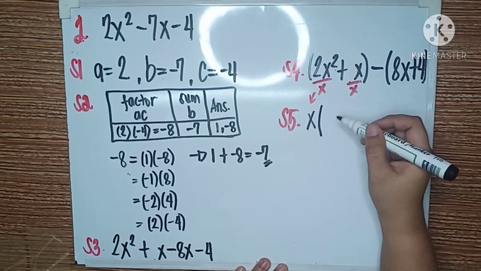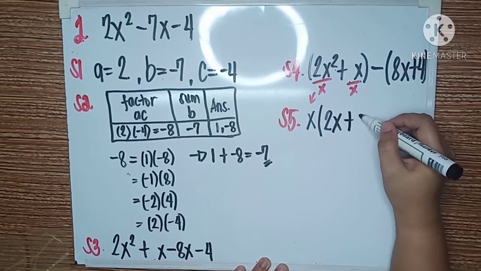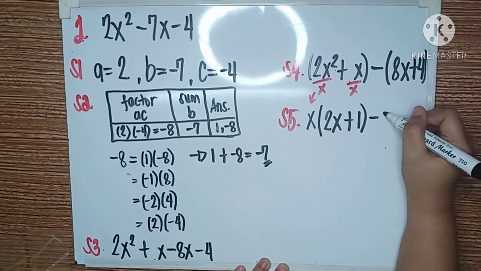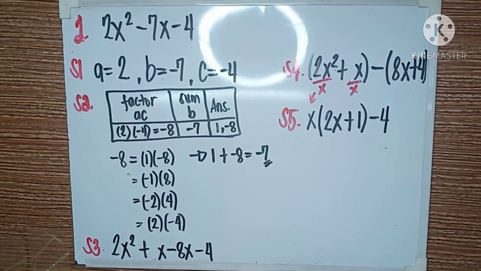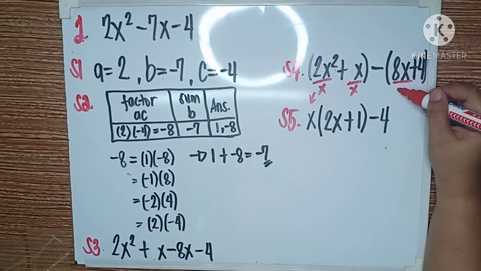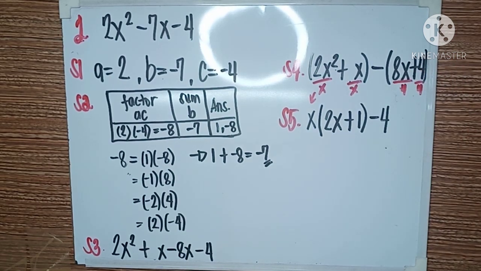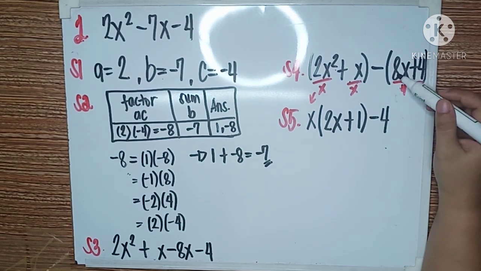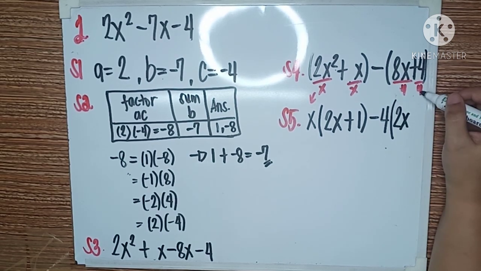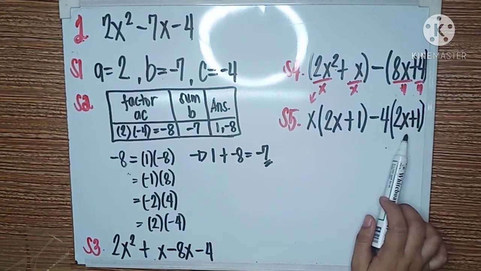2x squared divided by x is 2x. And then x divided by x is positive 1. Minus, what is the GCF of 8x and 4? This is 4. Divide natin both terms by 4. The quotient now is 8 divided by 4 is 2. Si x, copy na lang. And then 4 divided by 4 is positive 1. Ayan, kung napansin niyo, pareho ulit yung ating nasa loob ng parenthesis.